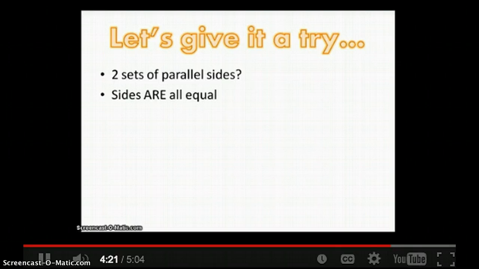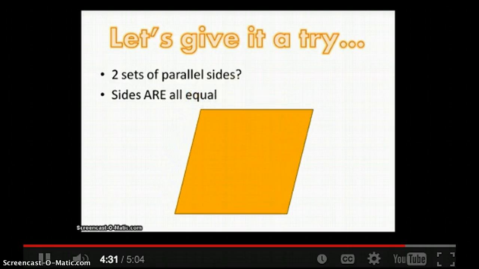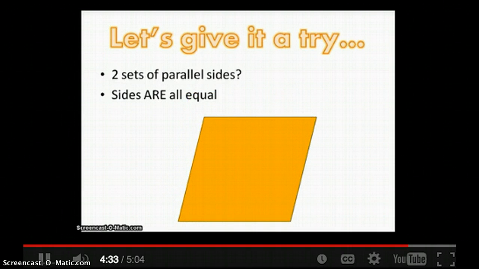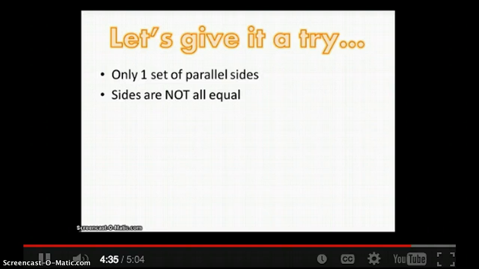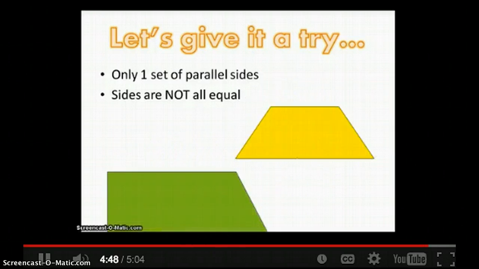Alright, and what about if there's two sets of parallel sides, and the sides are all equal, but they are not all 90-degree angles? And that would be a rhombus. Alright, last one. There's only one set of parallel sides. The sides are not all equal. So remember, one set of parallel sides, and that would be a trapezoid.